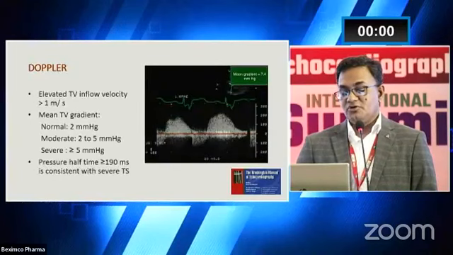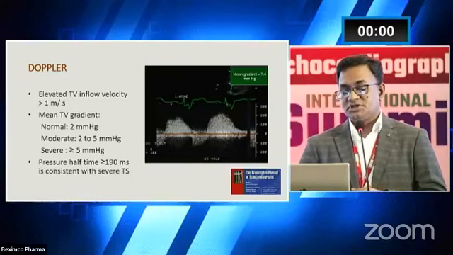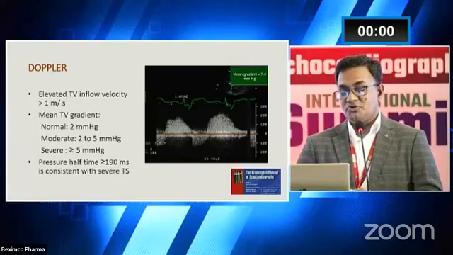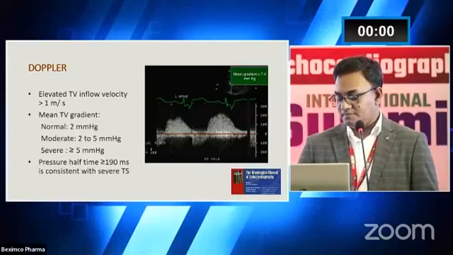So in Doppler echocardiography, we can measure the severity of the tricuspid stenosis. Is the mean gradient of tricuspid stenosis less than 2? It is normal. 2 to 5 millimeter mercury, it is moderate, and more than 5 millimeter mercury is severe.